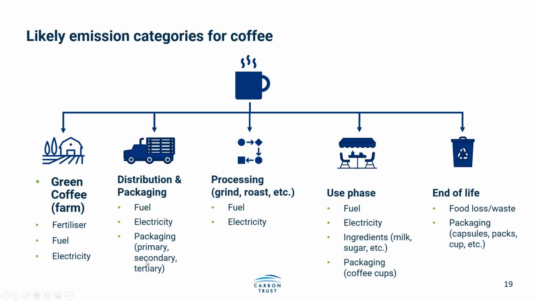Or do you need to look at secondary data, which might simply be how far has it traveled, what mode of transport, and how much has been transported during the year? Use phase, again, all sorts of details you can go into, but predominantly that's being based on assumptions and some quite variable assumptions, as I think we'll see on the next slide. And then end of life, again, some information on packaging and end of life fate of that packaging, whether it's going to be recycled or not.